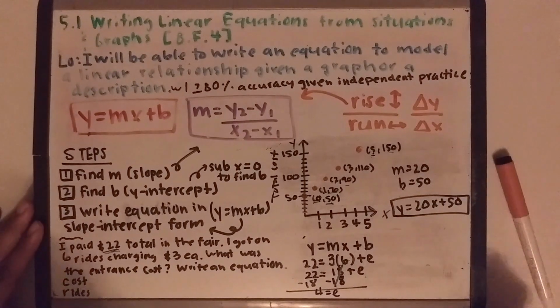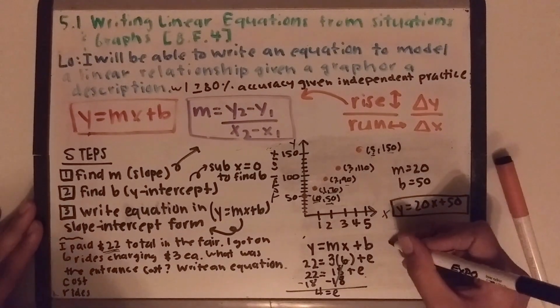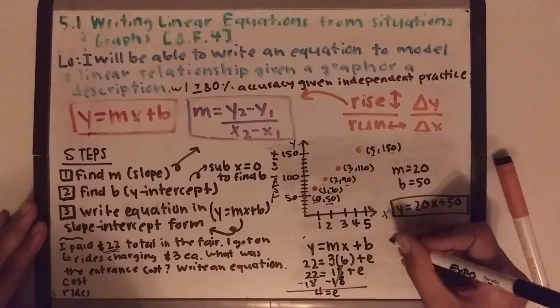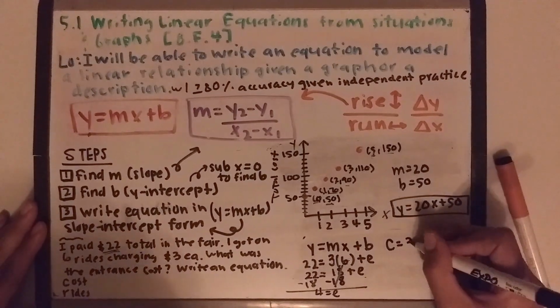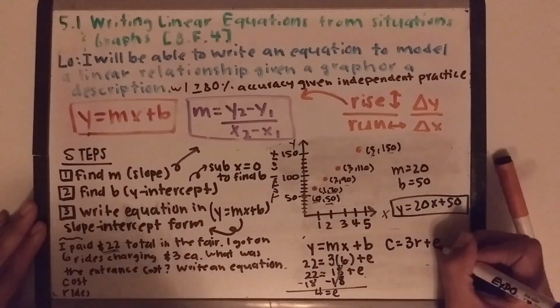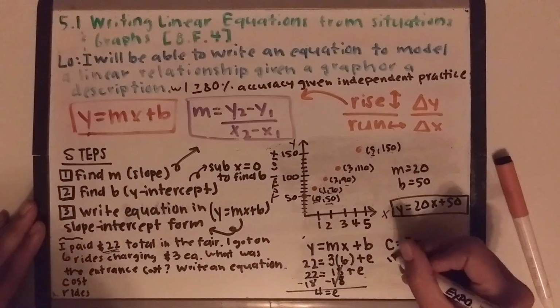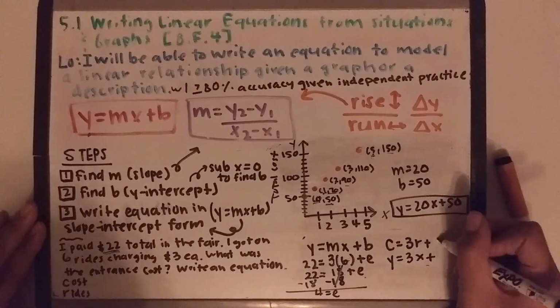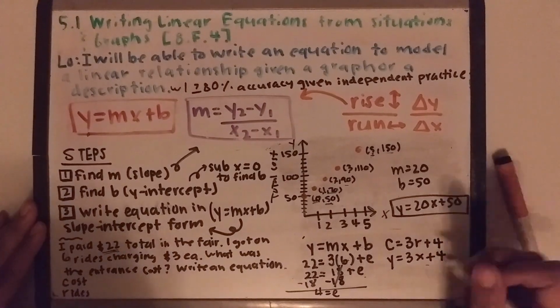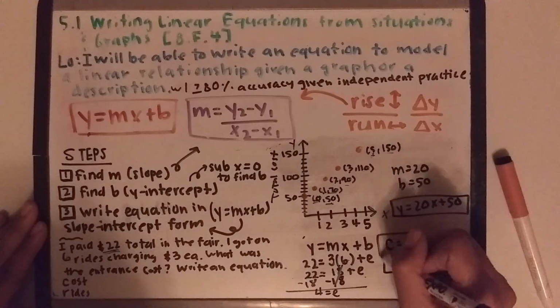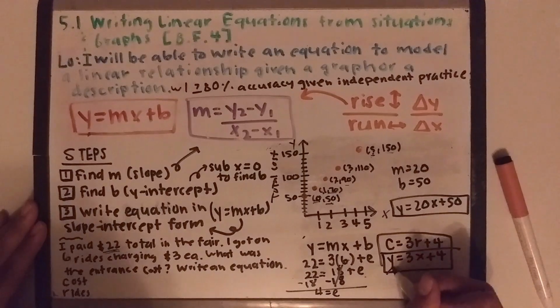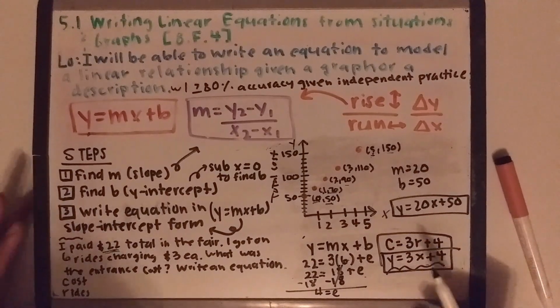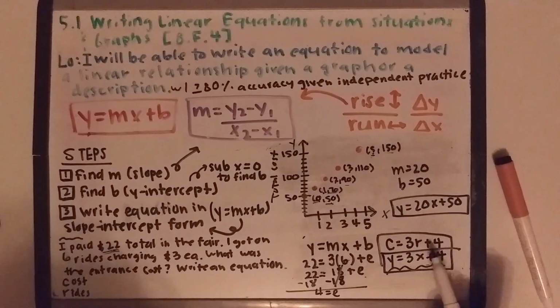Now, how do I write an equation? Okay, I can use my C if I want to do so. I can say cost equals 3 times ride plus entrance. Or I can actually write it like this, y equals 3x plus 4, since my entrance was actually $4. So I can just keep it like this. Okay, so this is your slope intercept form, but if they're asked in terms of cost and ride, then you can write it like that.